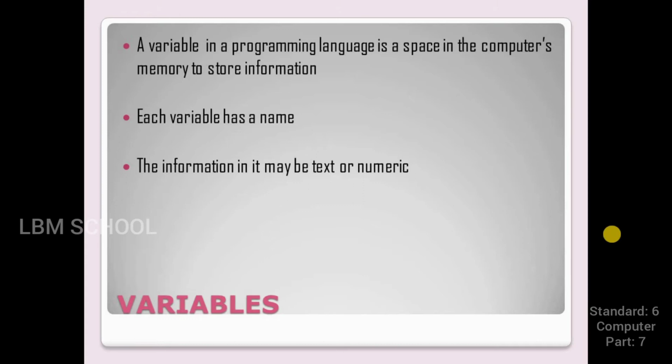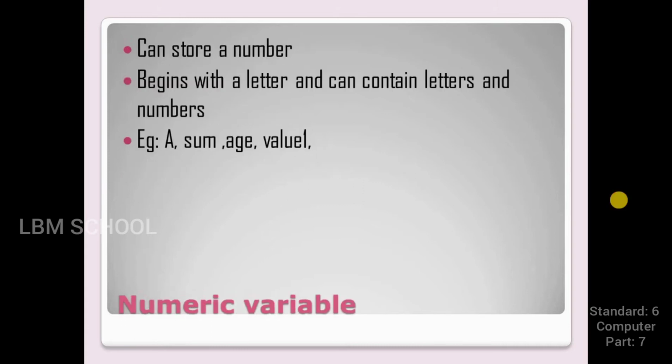Variables are of two types: numeric and string. Numeric variables can only store a number. For example, capital A is a numeric variable and it can store any number like 100, 200, 105, 132, etc. Any numbers can be stored.